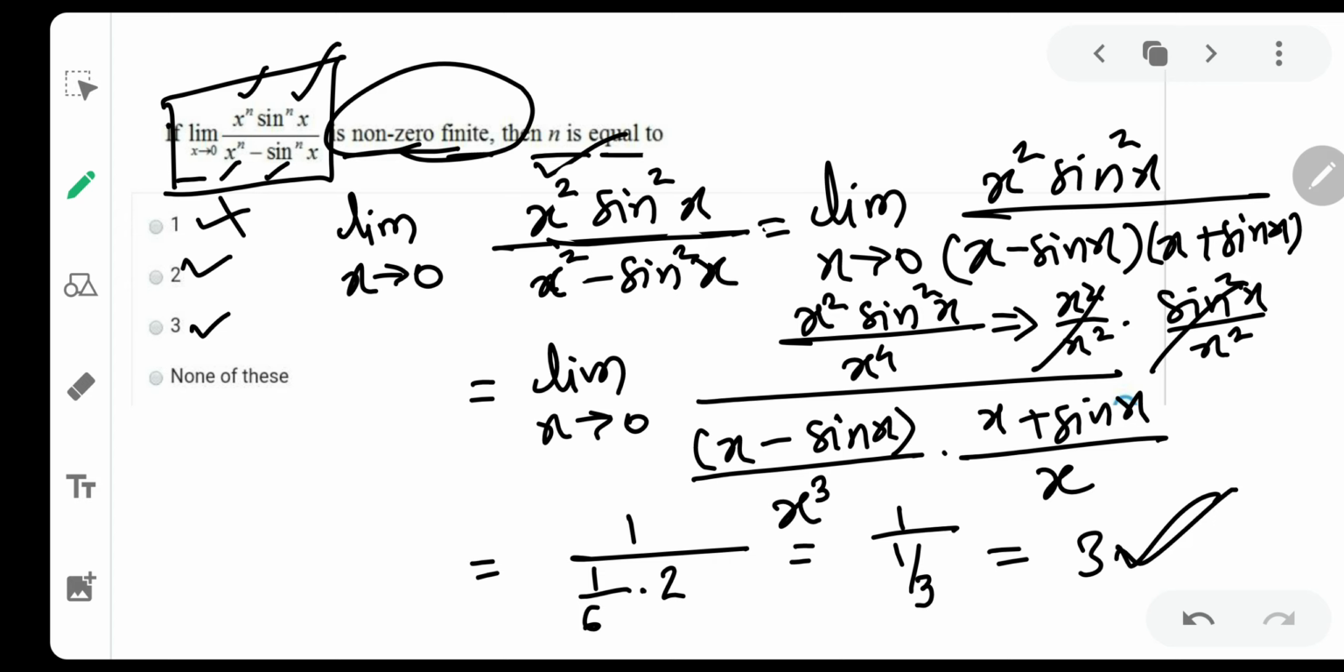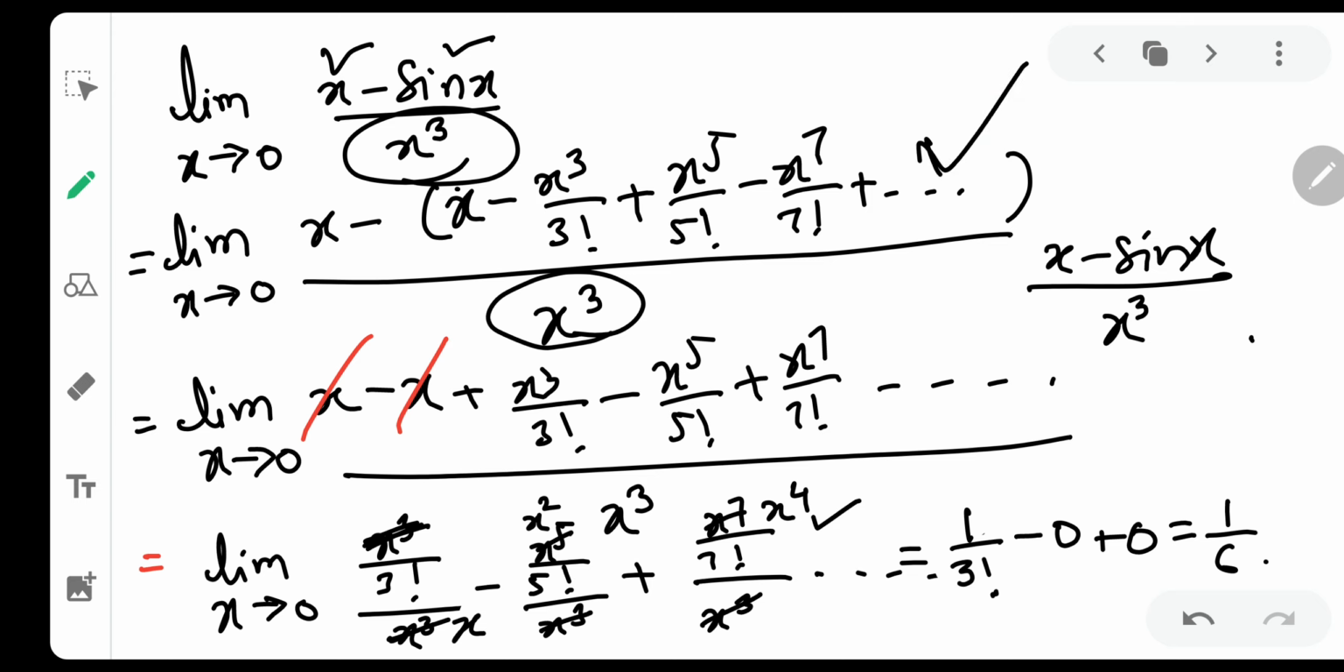When did we get that? When the value of n was equal to 2. So definitely 3 is not required. So the correct answer to this question is n equal to 2. For that, what you needed was the series of sin x. If you don't know, please know this series in detail, and if you want me to make separate videos on series expansions for limits, just let me know in the comment box.